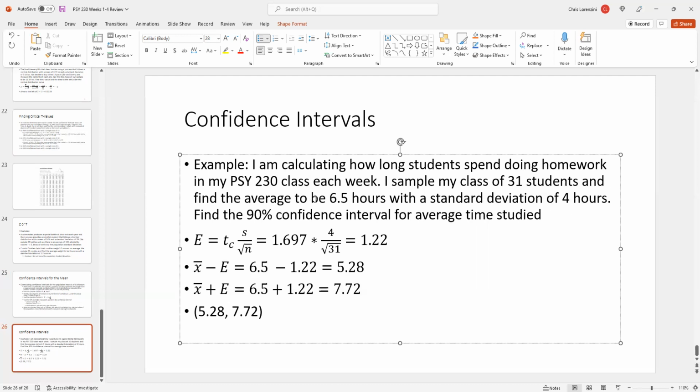That's exactly right. So instead of using T, we would have used Z. And the only thing that would have changed in the problem is this value right here. Instead of using T critical, we would have used the Z critical value for the 90%, which would have been 1.645. So that's really the only thing that changes in the problem between Z and T, is that critical value right there. Critical Z versus critical T.